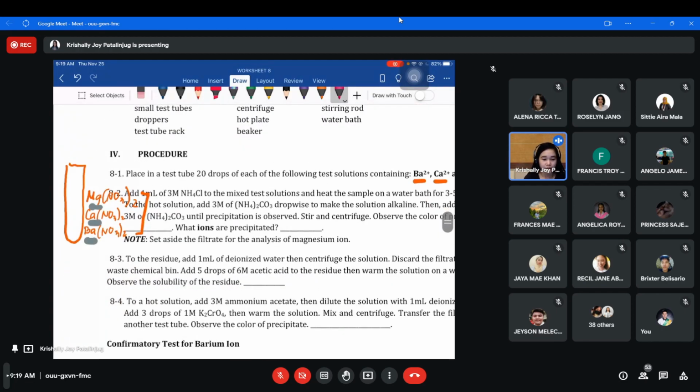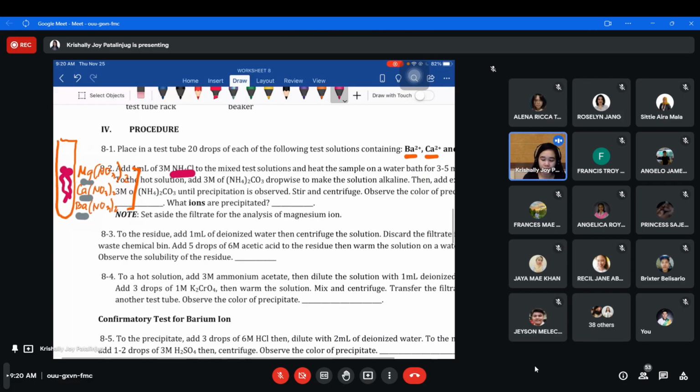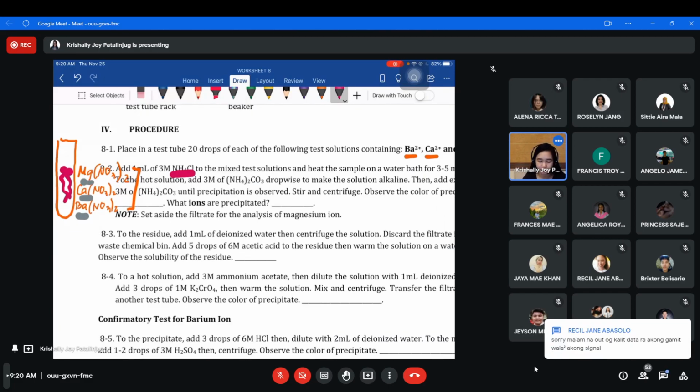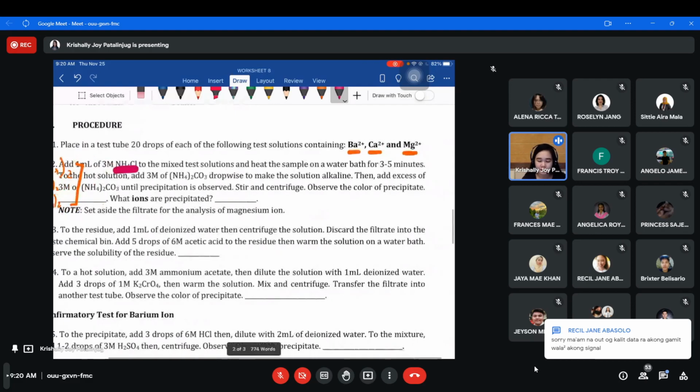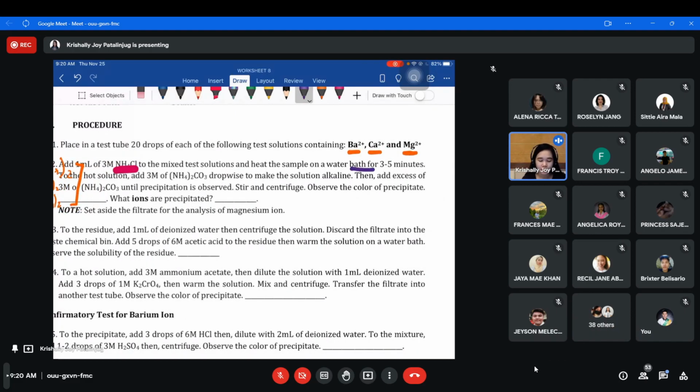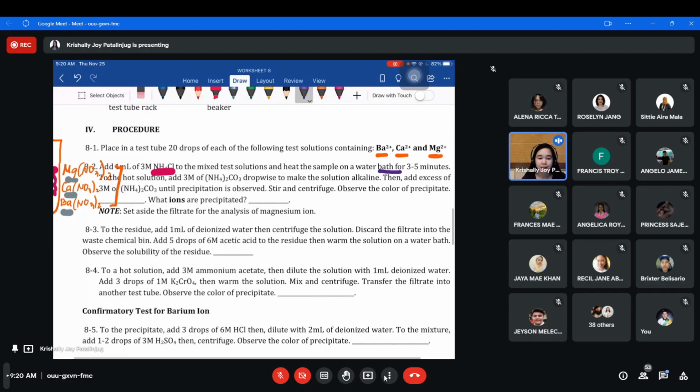Okay. Sige, so you have a test solution of the 3 cations. Next step is to add ammonium chloride, meaning the test solution or the sample has been acidified. Okay, gi-acidified siya with ammonium chloride kasi acidic in nature yung ammonium chloride. Okay, and it is being heated. It is being heated sa water bath. Tsaka nilagyan ng precipitating agent. Saan dito yung precipitating agent? Ammonium carbonate.